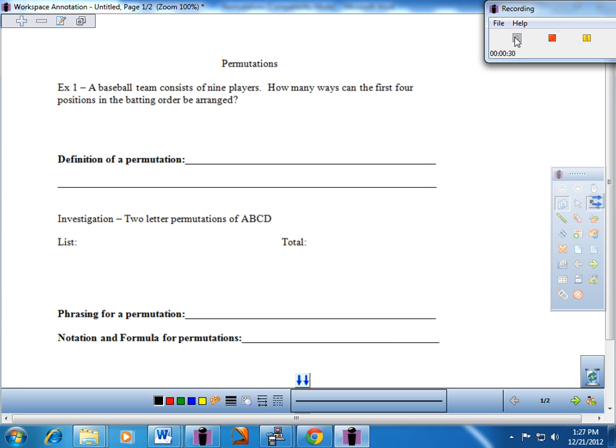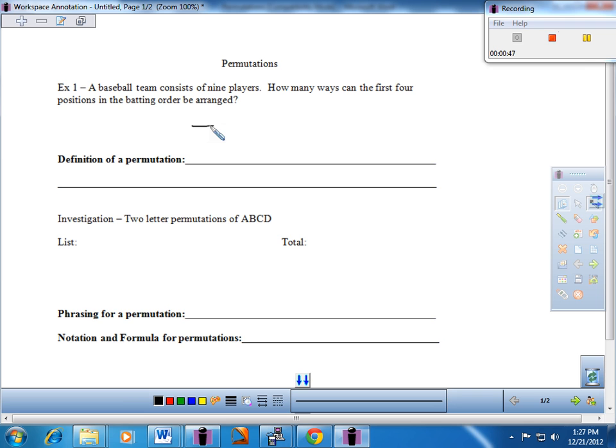So I have an example one just to review a couple things and get us thinking in the right direction, hopefully. It says a baseball team consists of 9 players. How many ways can the first 4 positions in the batting order be arranged? All right, that sounds great. So in this case, let's start out with our little slot diagram that we came up with on the previous notes worksheet.